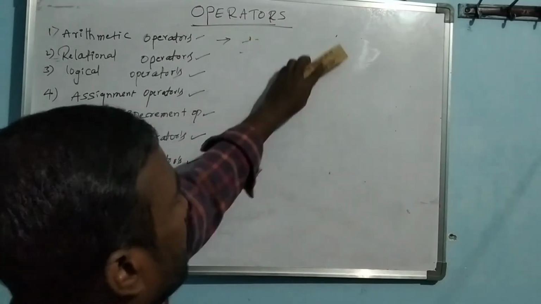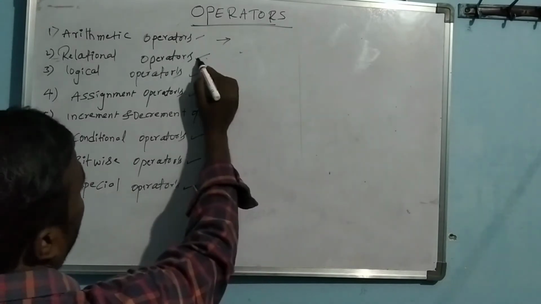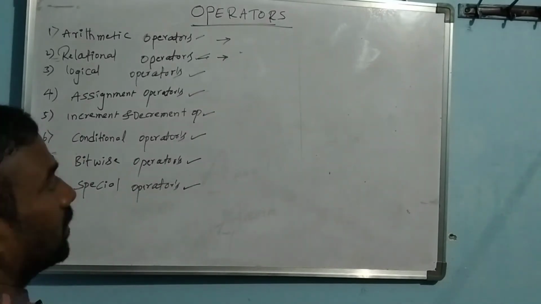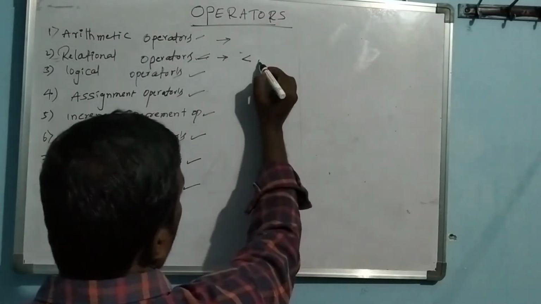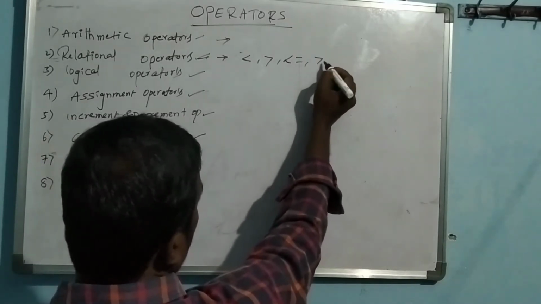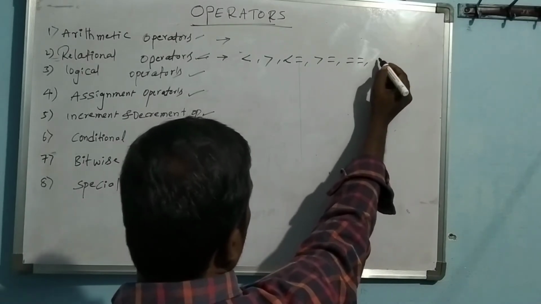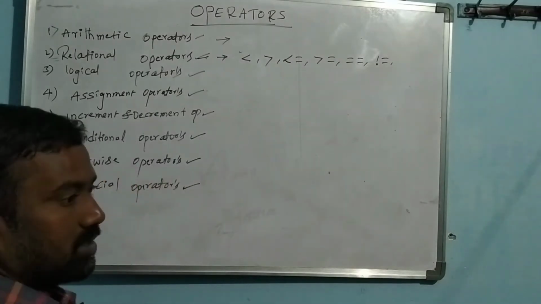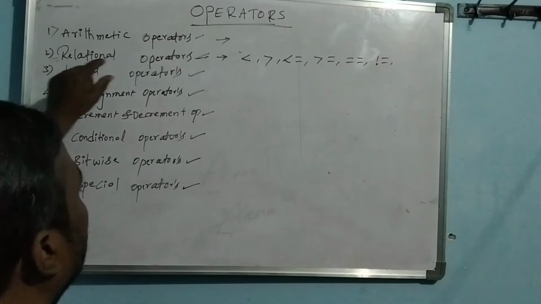Coming to the next one, that is the relational operators. What relational operators are available in the C programming language? Less than is a relational operator, greater than is a relational operator, less than or equal to is a relational operator, greater than or equal to is a relational operator, double equal to is a relational operator, and not equal to is a relational operator. These are the relational operators that we are using in the C programming language.